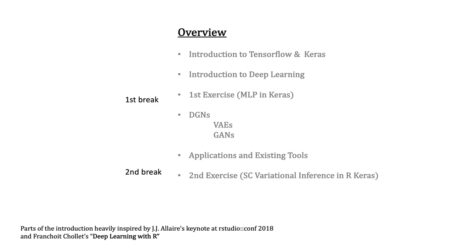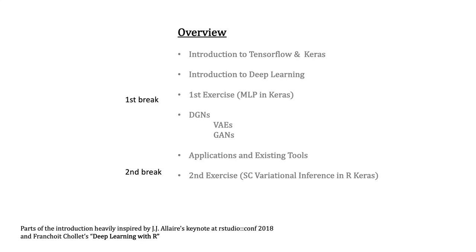And after we're done with the exercise, around the time we'll have the first break, depending on how we're doing on time. And after that, we're going to come back. We'll continue on the theoretical presentation, talking about deep generative networks, and more specifically, variational autoencoders and variational inference, and briefly about adversarial networks, generative adversarial networks. I'll mention some existing applications and tools that use deep generative networks in single-cell transcriptomics.